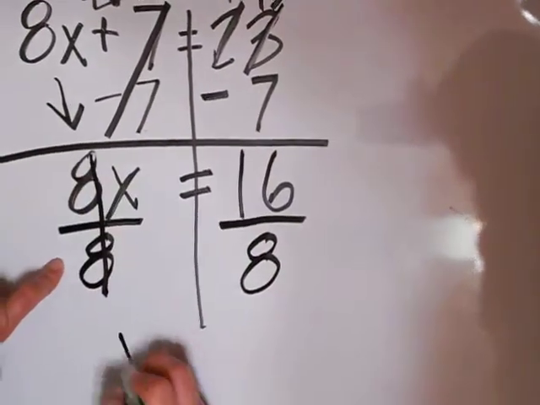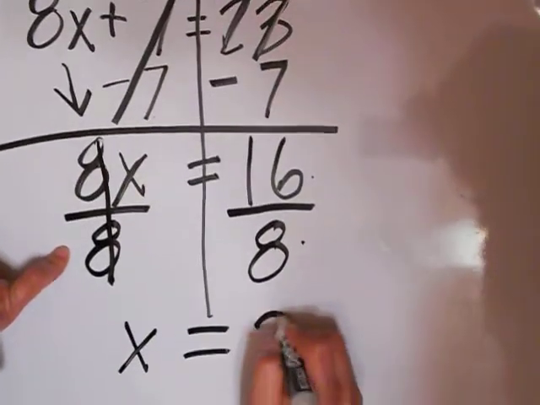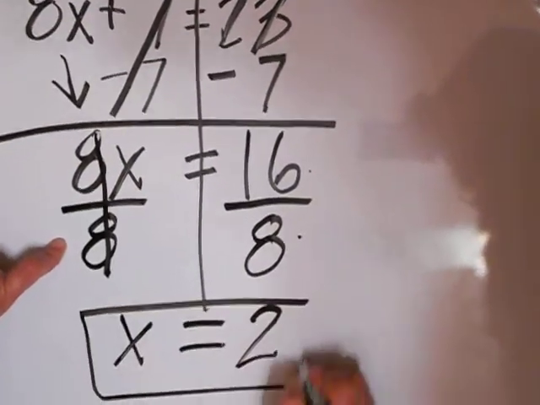So here I'm left with x is equal to, and 16 divided by 8 is 2. X is equal to 2.